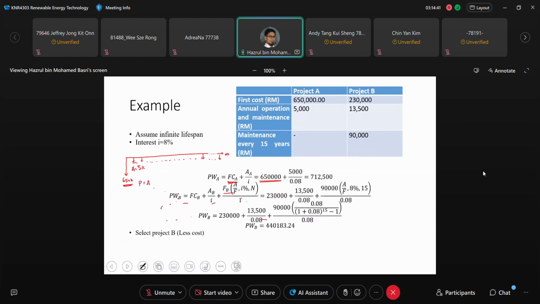So P, the compound interest factor would be P given A, 8%, infinite. Wow, this one is beyond our knowledge, infinite. So how can we do this? How can we do this? Okay, in this case, you need to go back to CANF 1013 where you learn about limits.